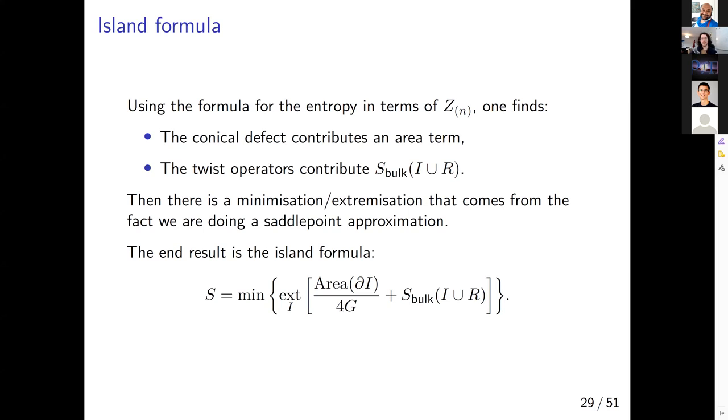So we have this nice semi-classical derivation of the island formula, and the key point was the inclusion of this replica wormhole topology. So now I'm going to show how, if we include that in another replica trick, we can get a formula for the Uhlmann phase, which will be useful.